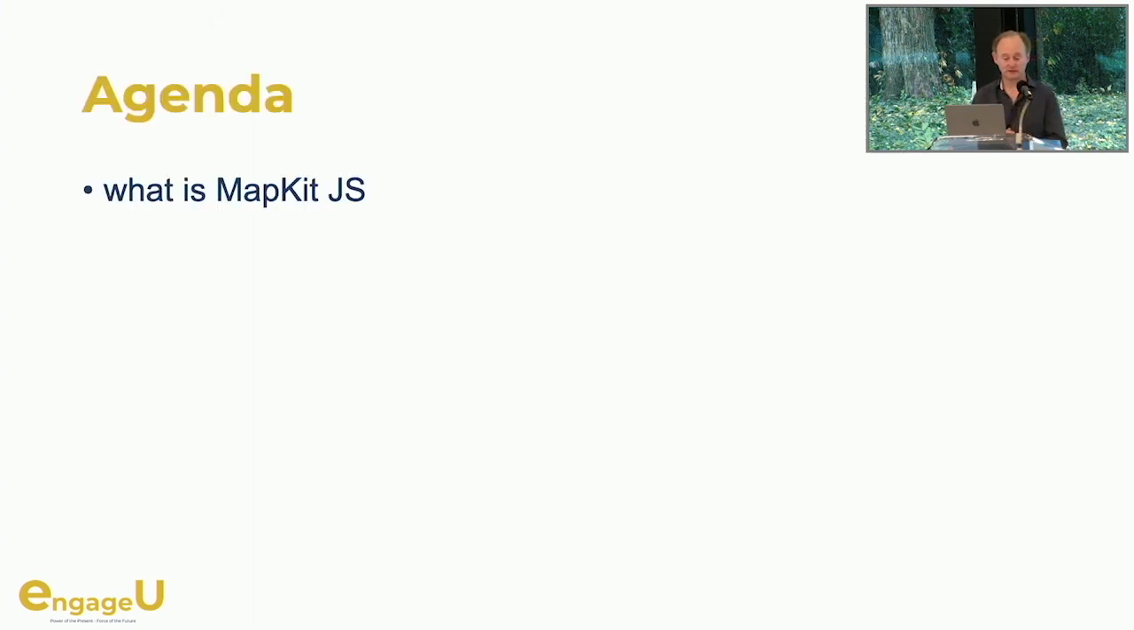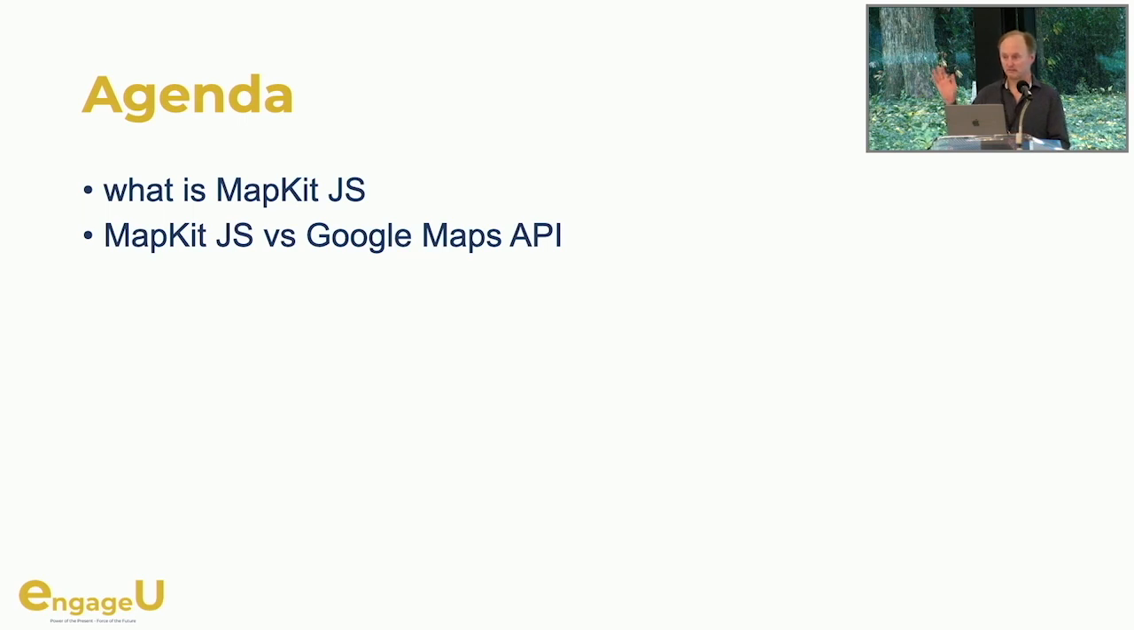Obviously we'll talk about MapKit JS. That's what this is all about ultimately. We'll do a bit of a comparison between that and the Google Maps API that's been around. Anybody been doing mapping with Google Maps over the last... Okay, so quite a lot of you. That's great.